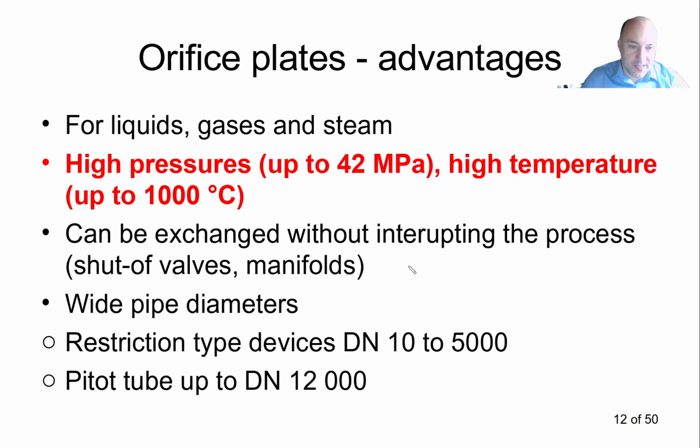An orifice plate is a very simple device. It's basically just an artificial restriction in the pipe. So it can measure up to very high pressures and up to very high temperatures. Those data are actually coming from some data sheets of manufacturers. So they say that it can measure up to 42 megapascals and up to 1000 centigrade. So out of those four principles that we will be discussing today, this is the highest pressure and highest temperature range.